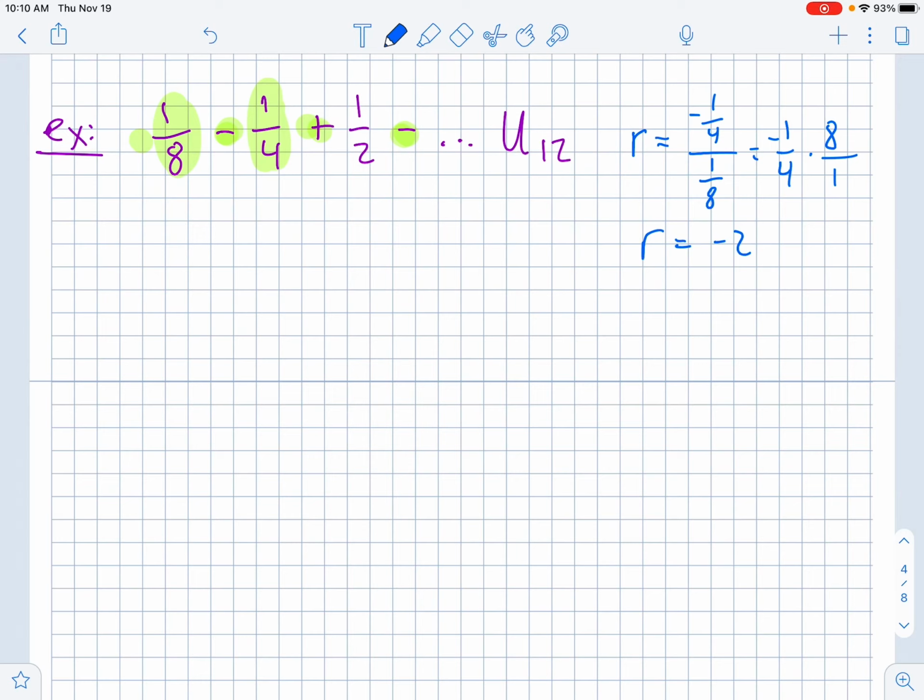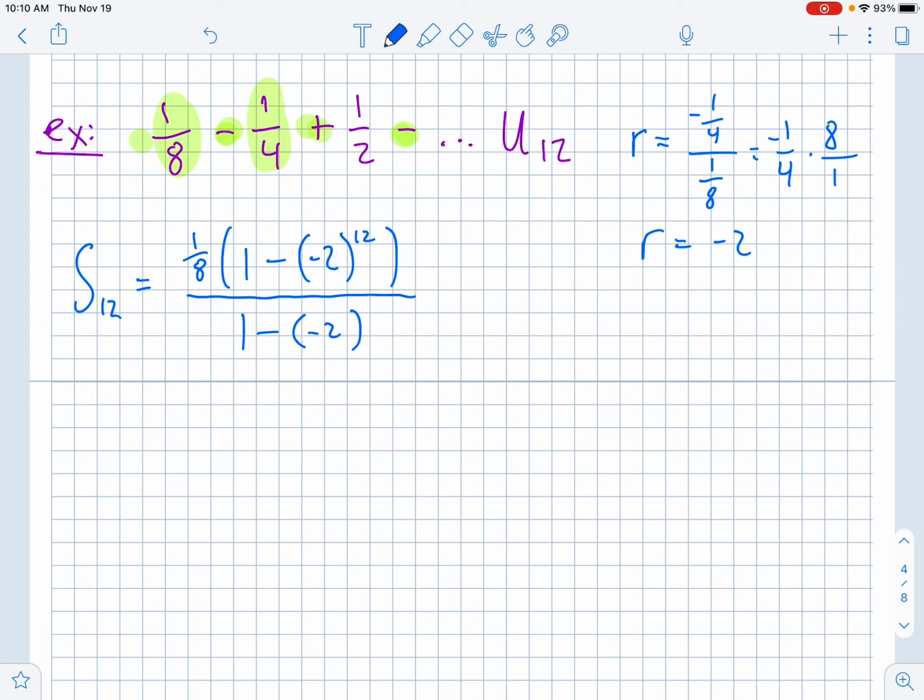Is that right? Let's see. If you multiply 1/8 with -2, you get -1/4. Yep, it works. So the first 12 terms is going to be the first term times 1 minus the common ratio, which is -2 to the power of 12, all over 1 minus -2. Let's see, how deep should we go with the fractions here? Yeah, let's run with it.